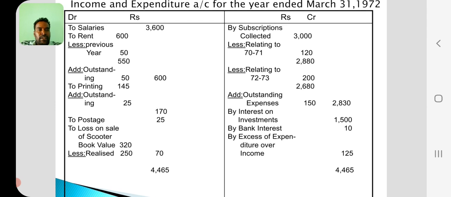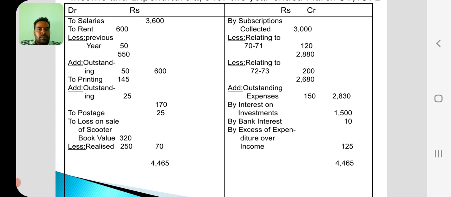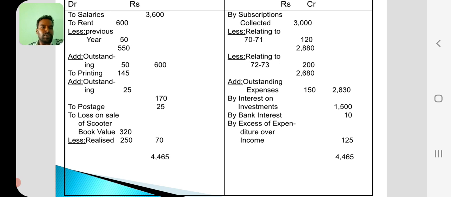Coming to the credit side, that is the income side, all revenue income should be posted here. By subscriptions collected 3000. Relating to previous year should be deducted, 120, giving 2880. Relating to future year should be deducted, 200, total 2680, and outstanding of current year should be added, 150, total 2830. We record this.